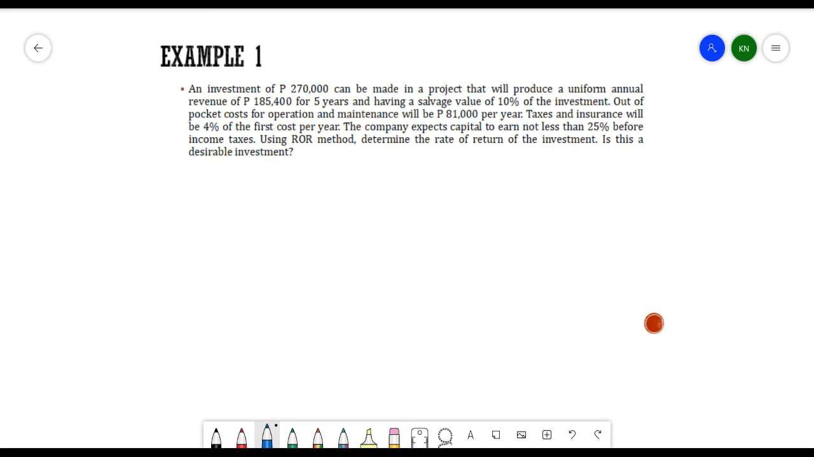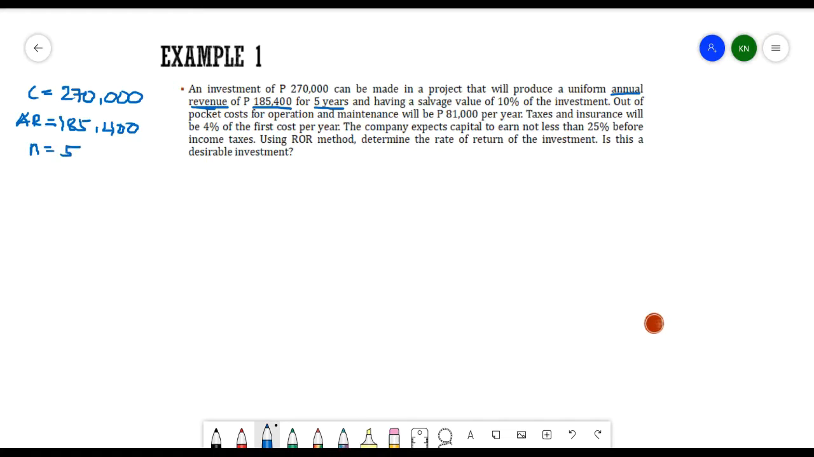So we need to first identify the givens that we have. So the investment or the capital is equivalent to 270,000 pesos. And it will produce a uniform annual revenue. So we have annual revenue of 185,400. So our AR is equivalent to 185,400. And that is for 5 years. So our N is 5 years.